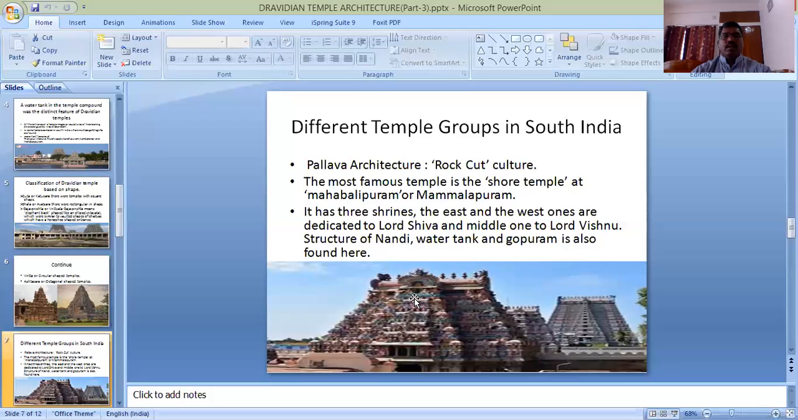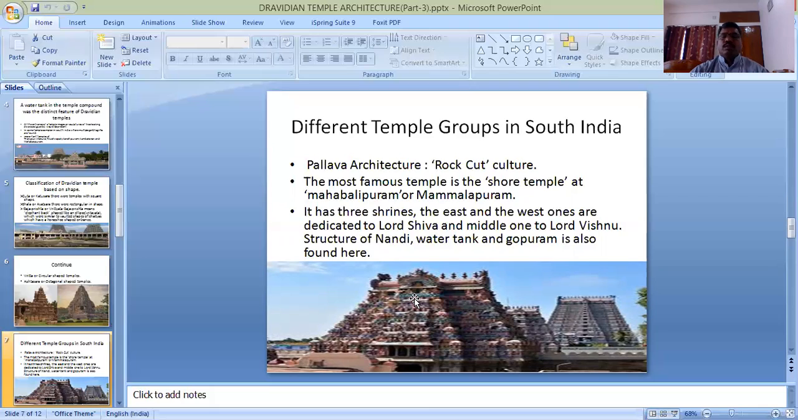I am trying to mention here Pallava architecture, that is related with the rock cut culture. The most famous temple is the Shore temple at Mahabalipuram or Mamallapuram. Pallava art and architecture, as you know, is rock cut culture, especially rock based temple structure, and it has three shrines. The east and the west ones are dedicated to Lord Shiva, and the middle one to Lord Vishnu. Structure of Nandi, water tank, and Gopuram is also found here.